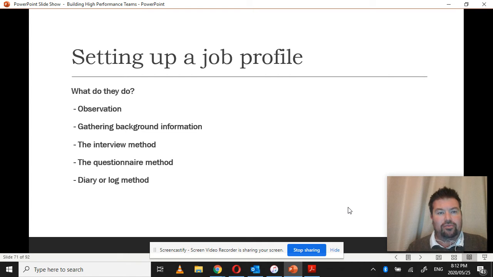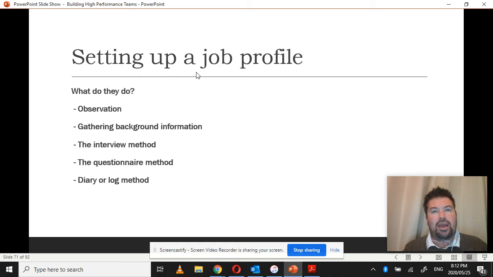Now, the way that we set up a job profile: we take a look at a first line leader, and then we're going to create a spec of this job. So how do we do that? We watch them. We see what they do. What are their tasks? What are they responsible for? How do they operate? We take a look at them actually doing their job. We create observations, and that's how we know what is going into their job.